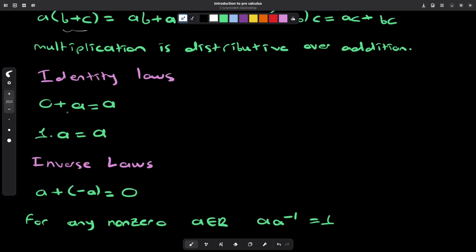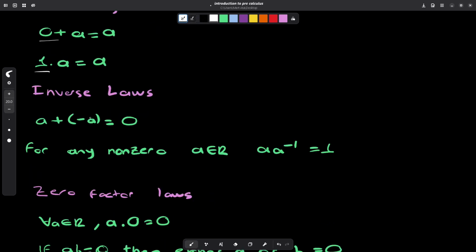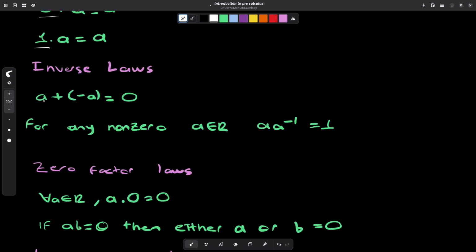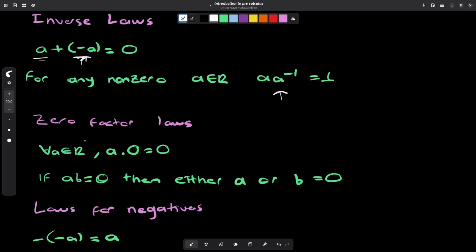Identity laws: 0 plus a is a, 1 multiplied by a is equal to a. These are our special numbers. Inverse laws: if you add the inverse of a number to itself, you will get 0. A plus negative a is 0. And for multiplication, the reverse of it, if you multiply a with the reverse of it, you will get 1. Of course, this is according to addition and this is according to multiplication.